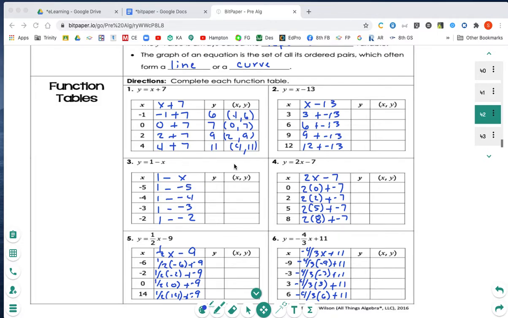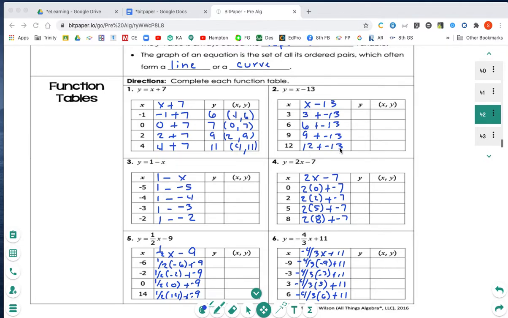All right, so now we're going to look at our next function. Our next function is y equals x minus 13. So I put my function in, and now I'm going to substitute in my 3 for the x. So it's going to be 3 plus -13, 6 plus -13, because when do we subtract? Never. We add a line, change the sign, or we keep, change, change. We put our 9 in for our x, 9 plus -13, and put our 12 in for our x, 12 plus -13.